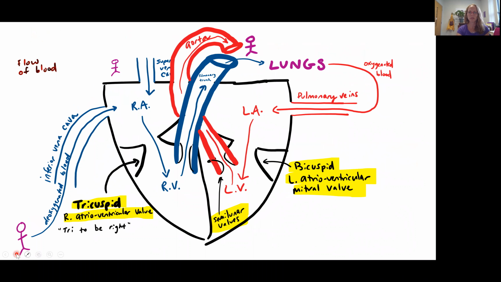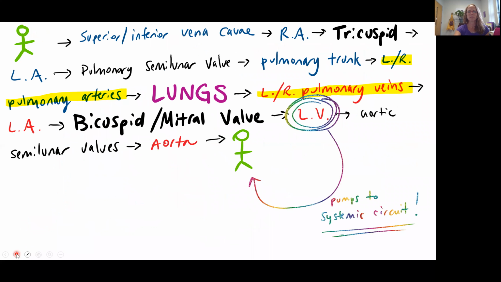All right, so let's talk through it. Got a lot of words written on the screen. Take your time. Remember, you have a pause button. All right, so we start with our body. So it's in green because we're starting there. So blood from the body, so it's deoxygenated, is going to travel through the superior and inferior vena cava to the right atria. From the right atria, it's going to flow through the tricuspid valve to the left atria.